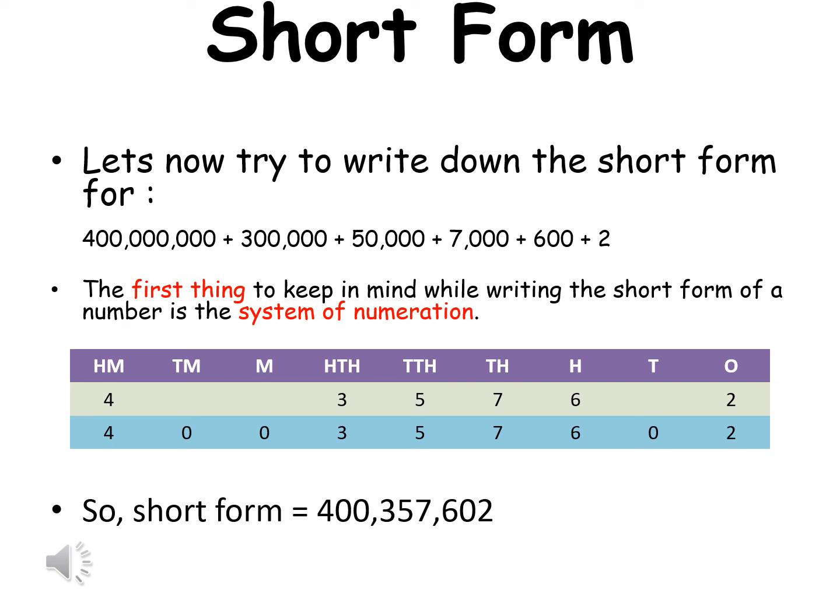Plus 50,000, so 5 comes under the place 10,000, plus 700, so 7 comes under the place 1000, plus 600, 6 comes under the place 100, plus 2, so 2 comes under the place ones. Now there are 3 empty places in the table, that is 10 million, million and tens. So what do we do? We write 0 at those places and the number becomes 400,357,602. So the short form, or the reduced form, or I can say the standard form of the number becomes 400,357,602.